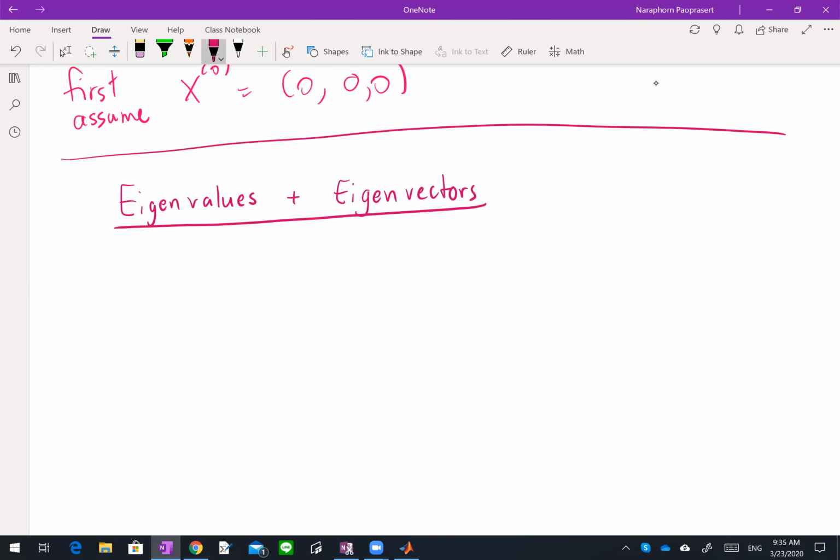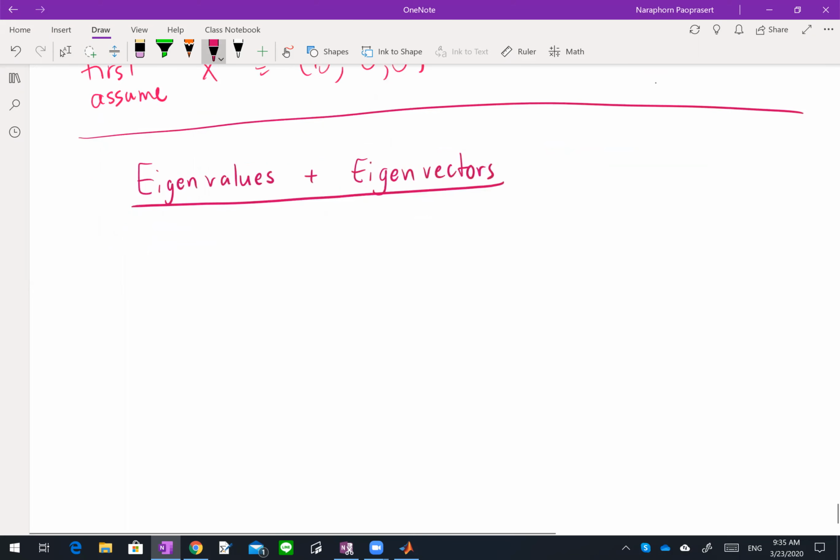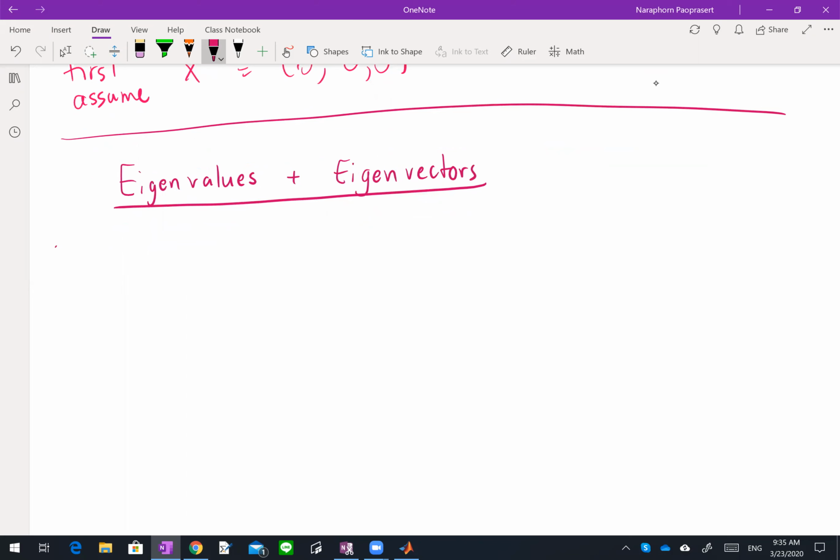The topics that you have to understand for the final: the first thing is eigenvalue and eigenvector. What are they? How do we calculate them by hand? Second one is the power method.